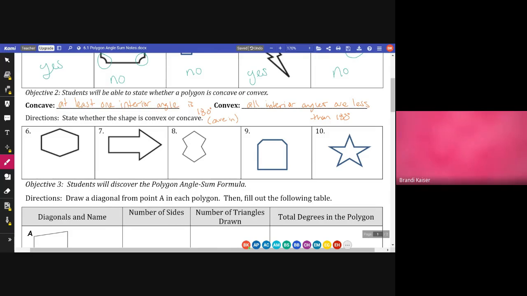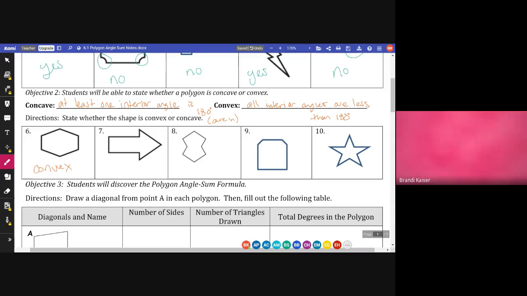So if I look at number 6 and I look at all the angles inside number 6, it doesn't look like any of them would be greater than 180 degrees. They all look smaller than that. So this would be considered a convex shape. None of the sides look like they're pointing towards the center of the shape.